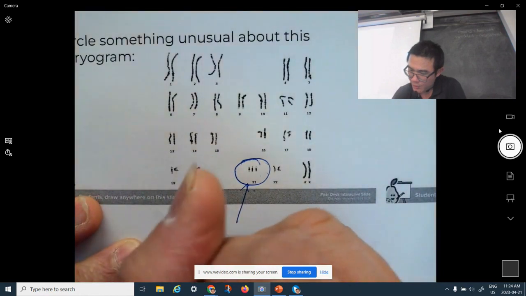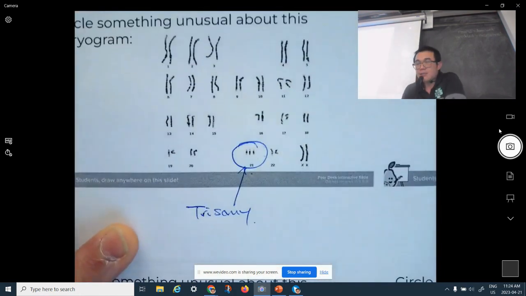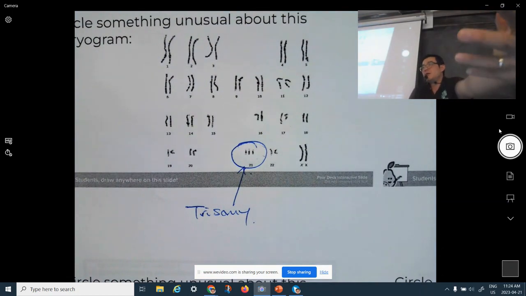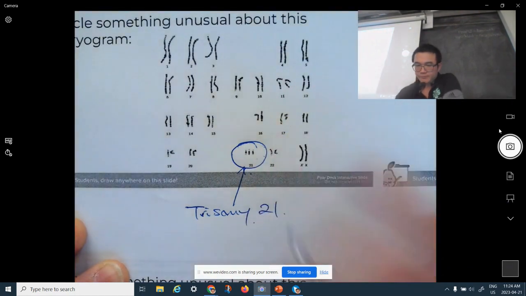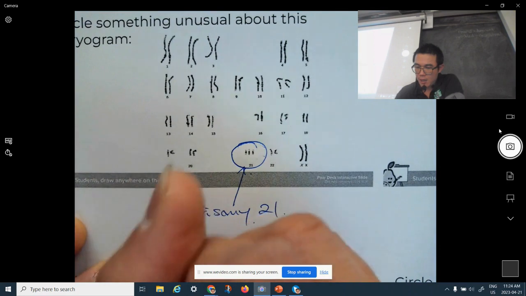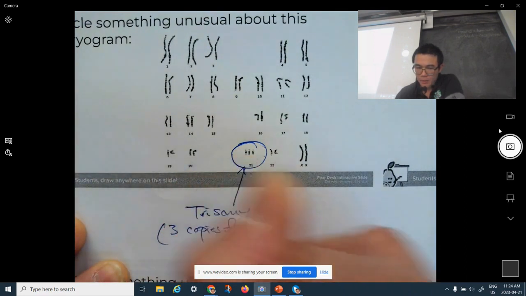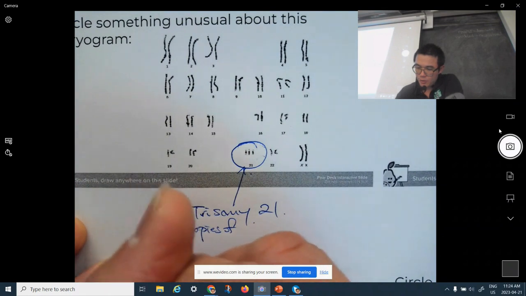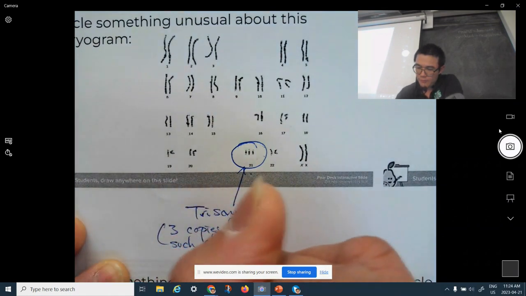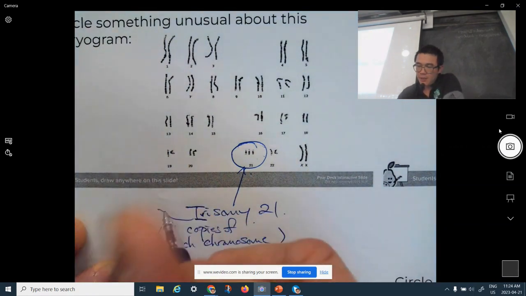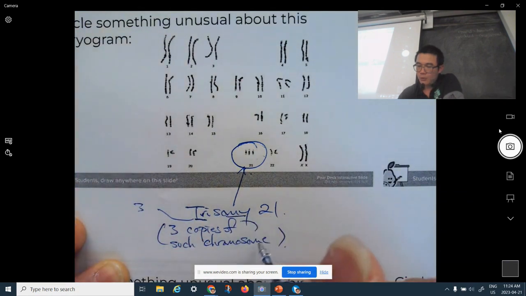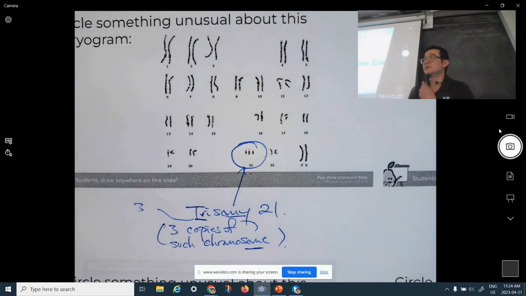What you say is trisomy. This condition is called a trisomy of a certain chromosome. Trisomy 21 means you have 3 copies of such chromosome. So think of trisomy. Tri means 3. Somy, like chromosome.